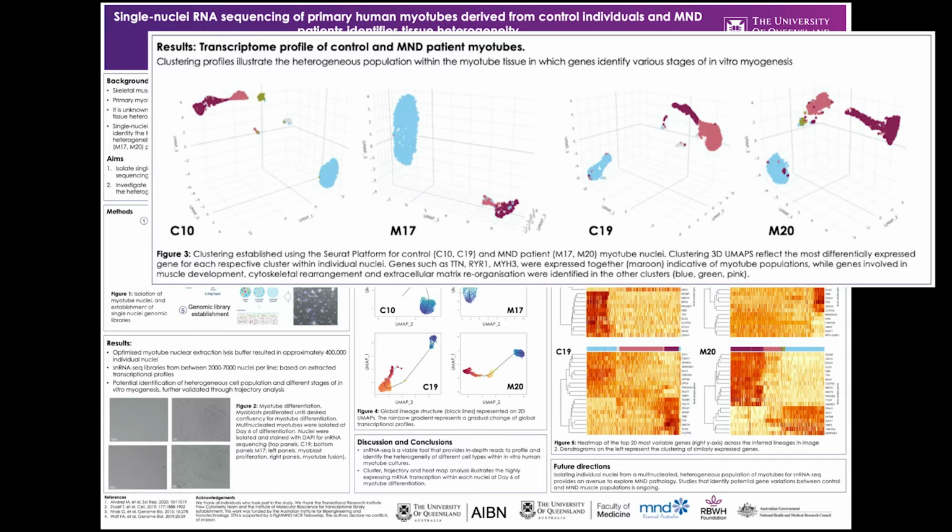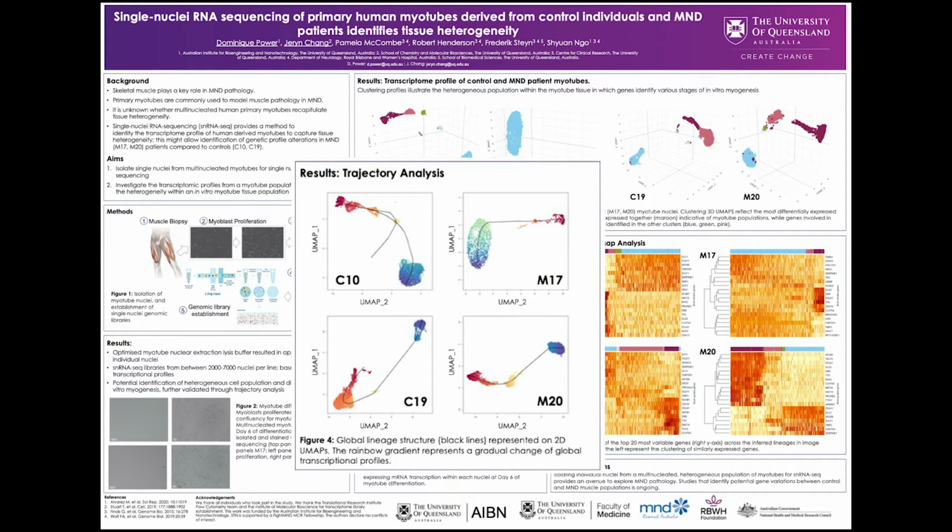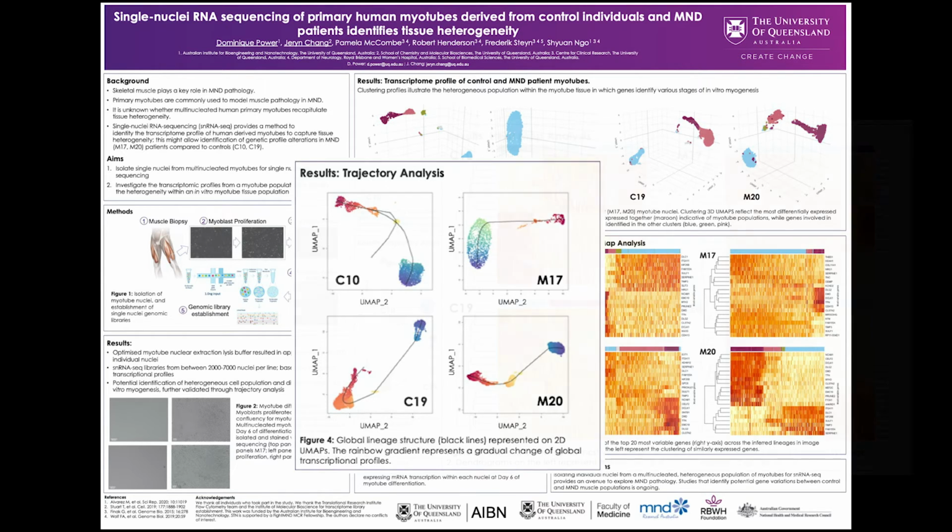In the adjacent nuclei clusters, we identified genes involved in cytoskeletal rearrangement and extracellular matrix reorganization, which could identify myoblasts undergoing fusion. These marker genes suggest a linear set of events that could be congruent to adult myogenesis. Indeed, when we perform trajectory analysis on the nuclei, we see trajectories which potentially simulate adult myogenesis.